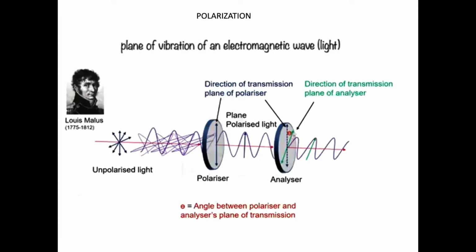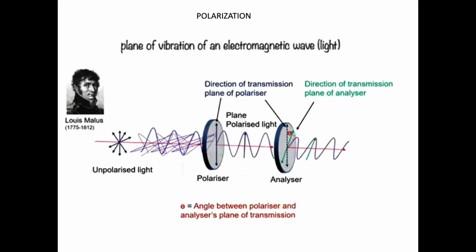As you can see in the example, we have the unpolarized light, with different directions of vibration, and it travels through the direction of transmission plane of the polarizer. It also passes through an analyzer, which is also a kind of polarizer, and has a direction of transmission plane too. And we have this angle here, the angle between the polarizer and the analyzer's plane of transmission.